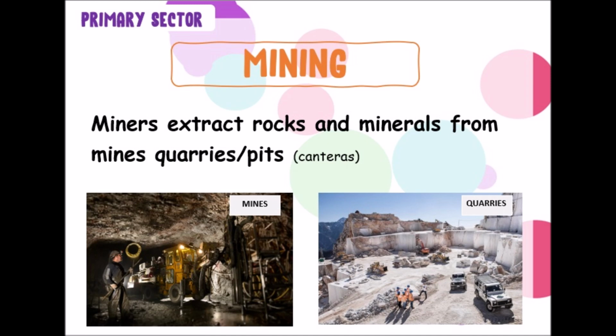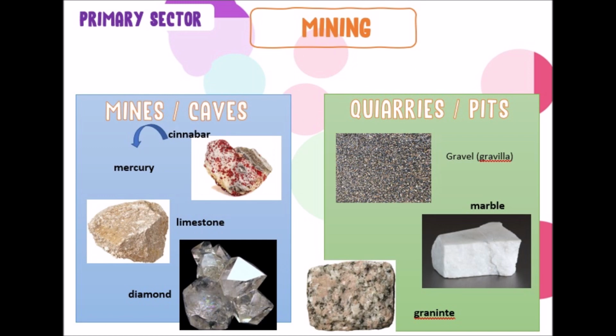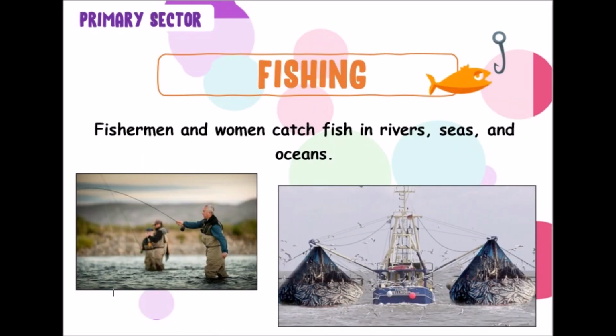Another group of work in the primary sector is mining. Miners extract rocks and minerals from mines and quarries or pits. Here we have some examples of rocks and minerals extracted from mines or quarries. Limestone and diamond are extracted from mines, while marble and granite are extracted from quarries. The last group of work in this economic sector is fishing. Fishermen and fisherwomen catch fish in rivers, seas, and oceans.